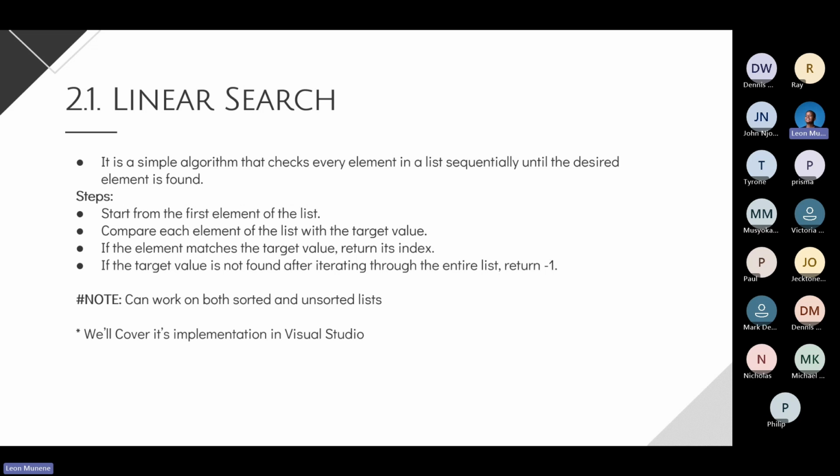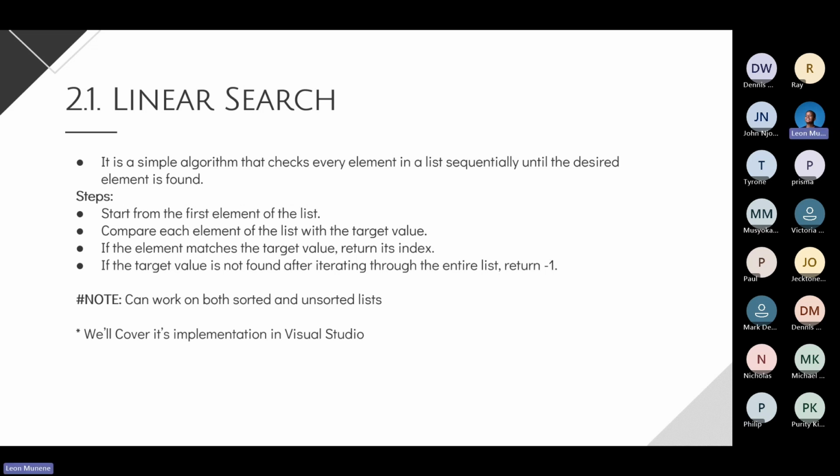But if it's not found, you have to iterate through the entire list. So if index 0 does not match the target value, you move on to index 1 and compare again with the target value, and so on, until you get to the end of the list. One thing I should have written here: if you don't find it, return a value such as false or -1 to indicate you have not found it. If you do find it, you return the index.